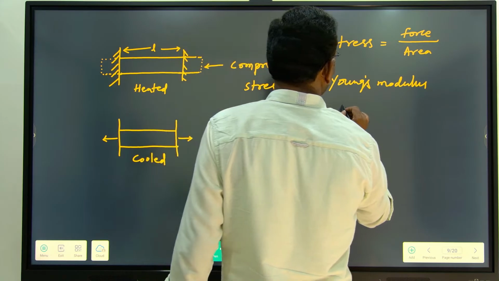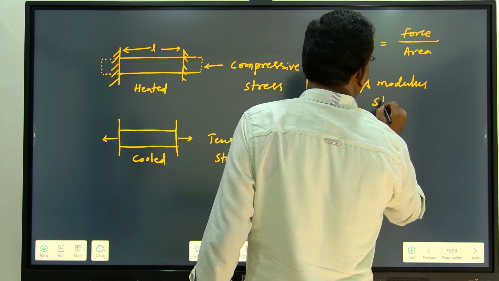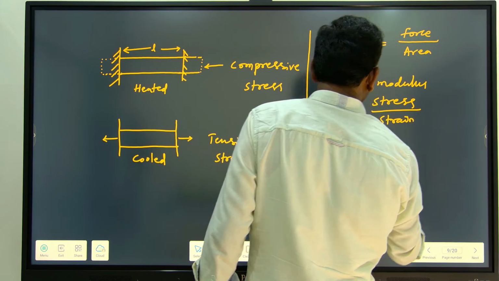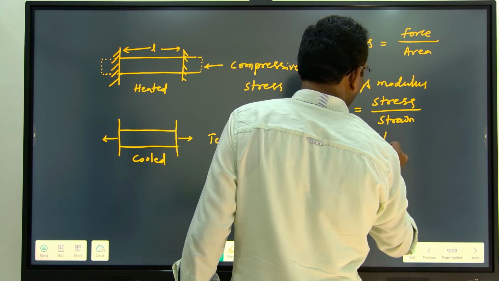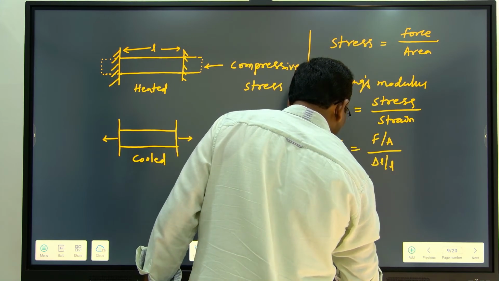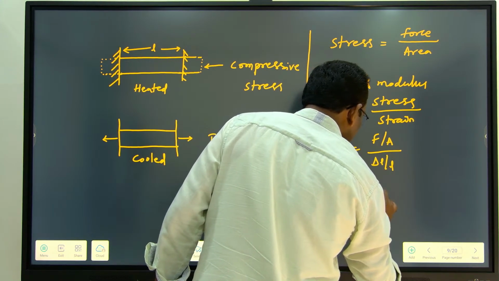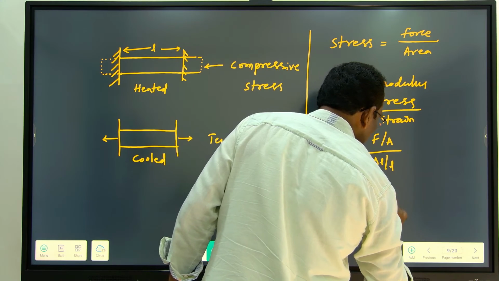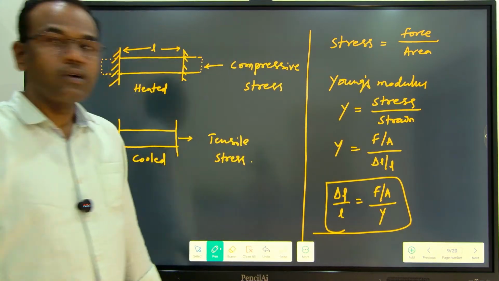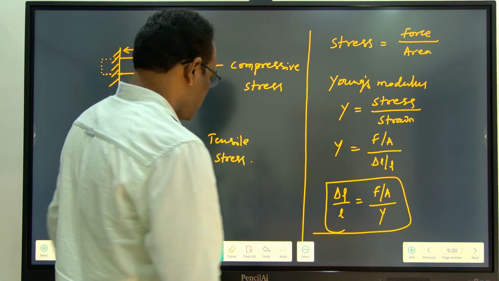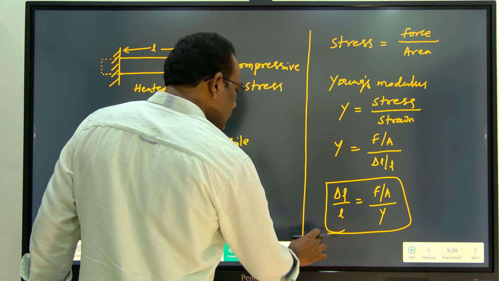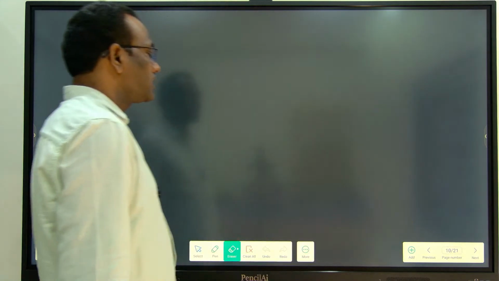Young's modulus Y equal to stress divided by strain. That means Y equal to F by A divided by strain, which is delta L by L. So delta L by L equals F divided by A, divided by Y. So this is the fractional change in length. Okay, fractional change in length.